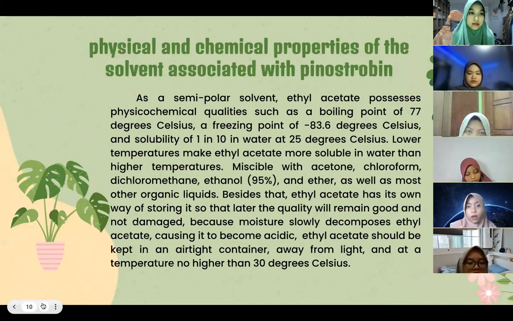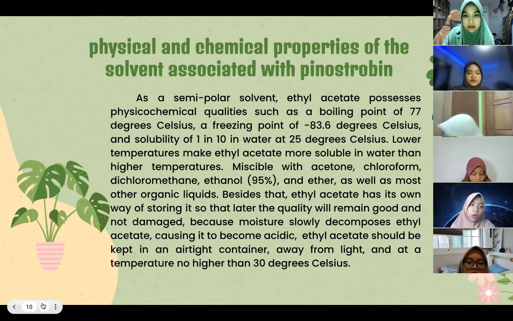And then for the physicochemical properties of the solvent associated with pinostrobin, as a semipolar solvent, ethyl acetate possesses physicochemical qualities such as a boiling point of 77 degrees Celsius, a freezing point of minus 83.6 degrees Celsius, and a solubility of 1 in 10 in water at 25 degrees Celsius. Lower temperatures make ethyl acetate more soluble in water than higher temperatures. And it is miscible with acetone, chloroform, dichloromethane, ethanol 95%, ether, as well as most other organic liquids.